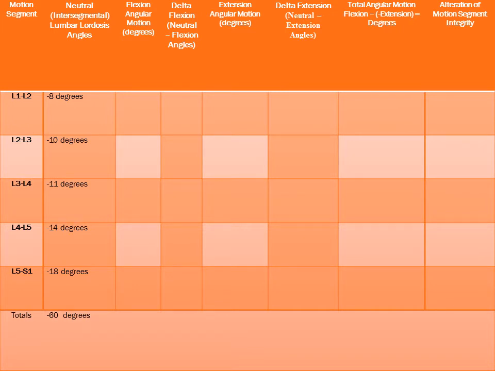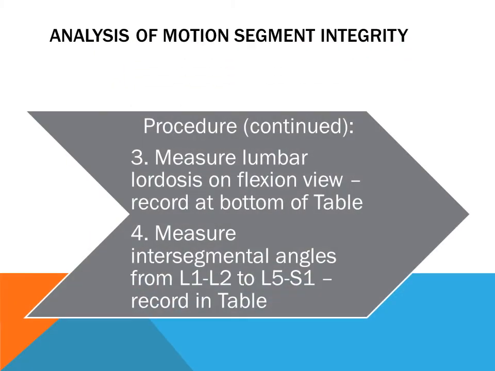Okay, so the next step, now that we have our baseline values, is to repeat the procedure on the flexion radiograph and then again on the extension radiograph, and look at how each of the vertebrae are moving. The next step in the procedure is to measure the lumbar lordosis on the flexion view. We started by measuring the lumbar lordosis on the neutral lateral. Now we're going to measure the lumbar lordosis on the flexion view. Record that at the bottom of our table.